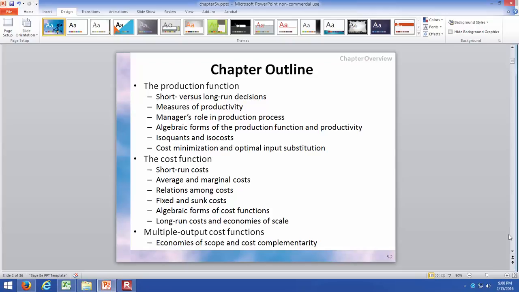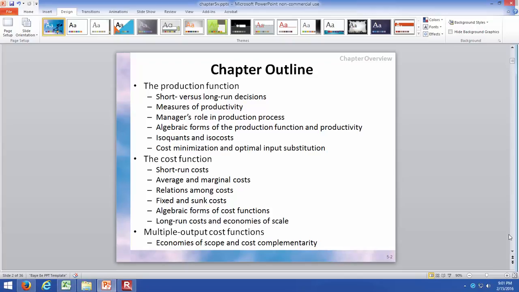We will talk about the short-run cost, what is meant by average and marginal cost, relation among these costs, and perhaps something that's very important, we will talk about fixed and sunk cost. Now these may not be important from an examination point of view, but typically for a corporation, especially when you try to do some capital budgeting and some forecasting and so on, we really have to distinguish between fixed and sunk cost. Okay, we'll deal more with that later.